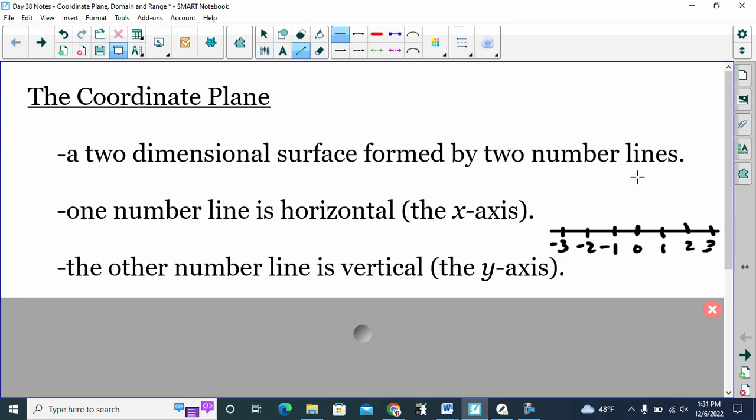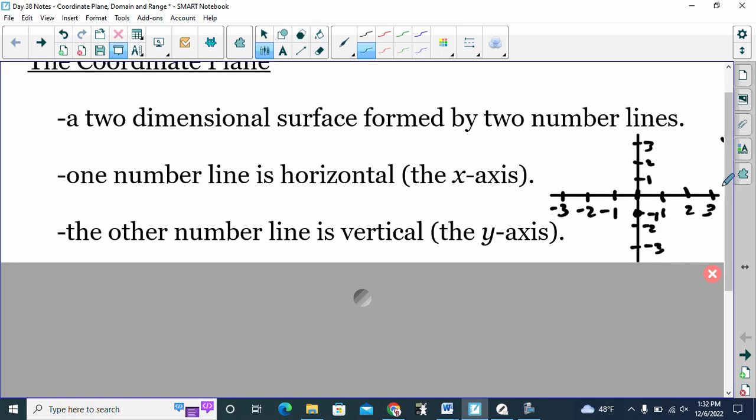It's vertical, up and down. It passes right through the 0. Mine doesn't hit it exactly, but it's close enough. There we go. And the y, as I go up, has 1, 2, 3, and as it goes down, -1, -2, -3. So we have two number lines, one horizontal, the x-axis, probably should label that as the x-axis, and our vertical axis is called the y-axis.